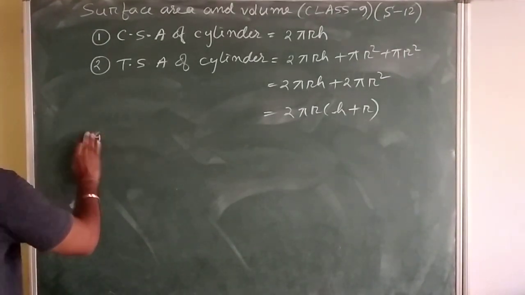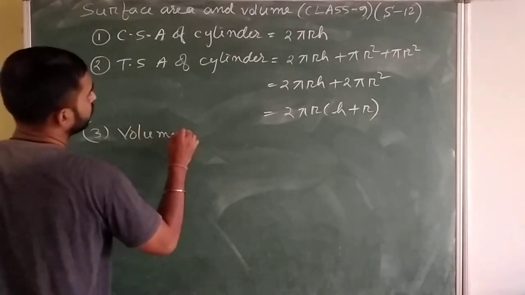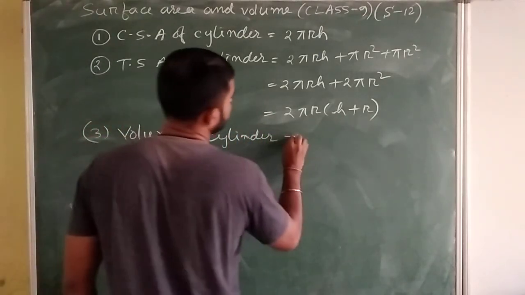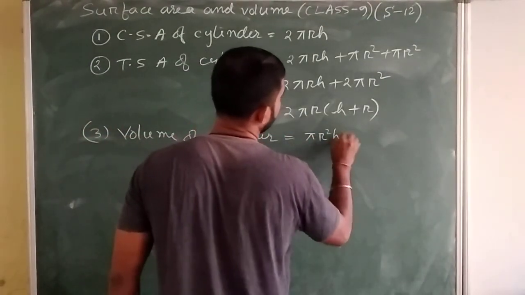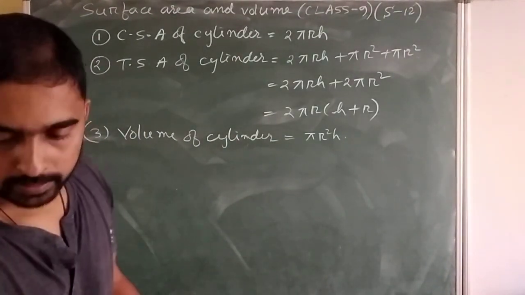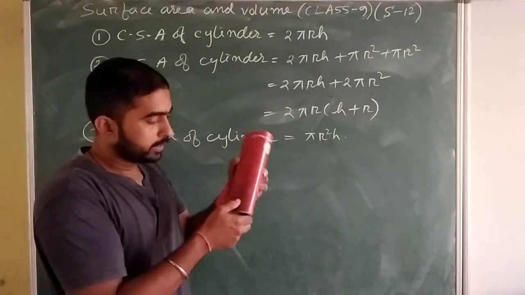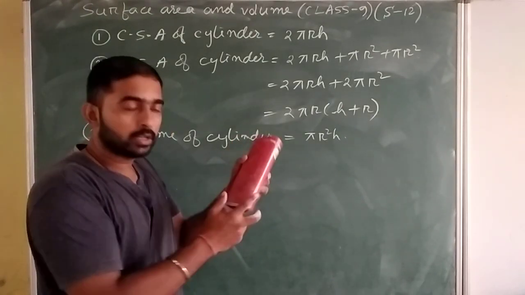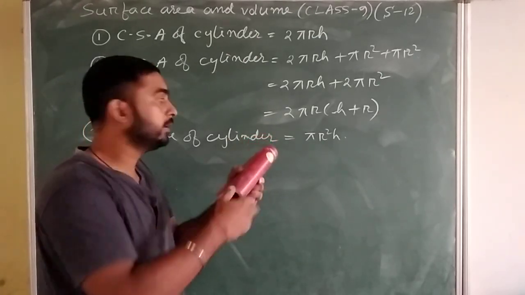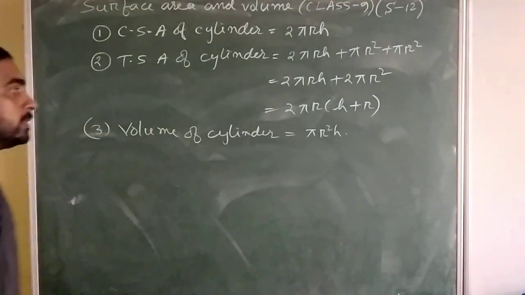Then volume of cylinder. This is equal to pi r square h. Simply same as the previous one. Now this is a circle whose area is pi r square. Now here the height is h. So what is the volume? Pi r square into height. So pi r square h is the volume of the cylinder.